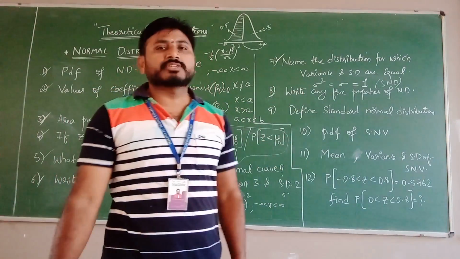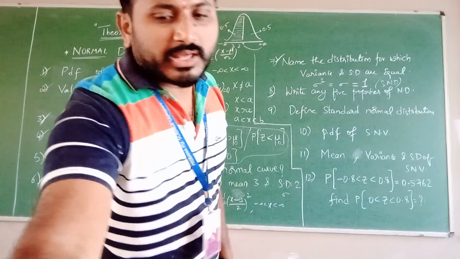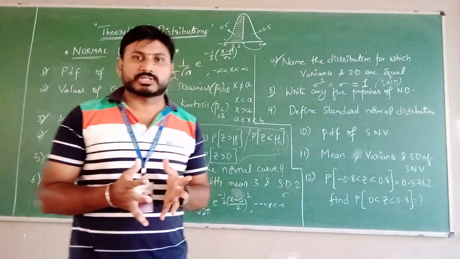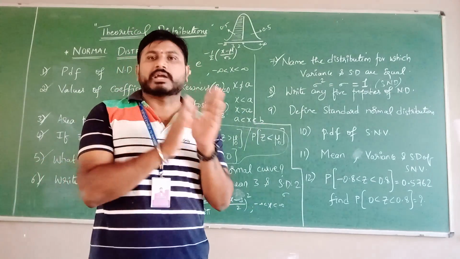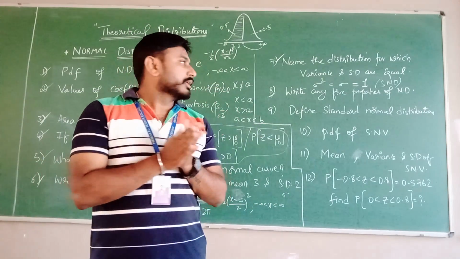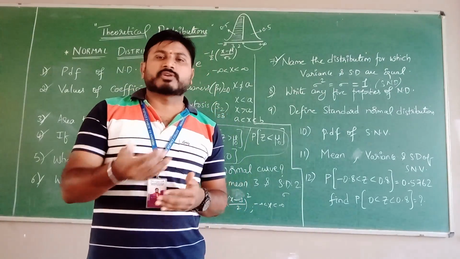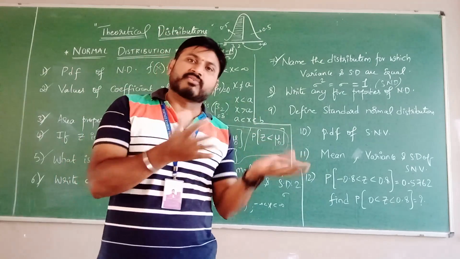Write any 5 properties of normal distribution. See, we have almost 14 different properties of a normal distribution. In that, you choose any 5, the best 5. For example, let us explain all the properties of normal distribution. In that you choose the best 5.